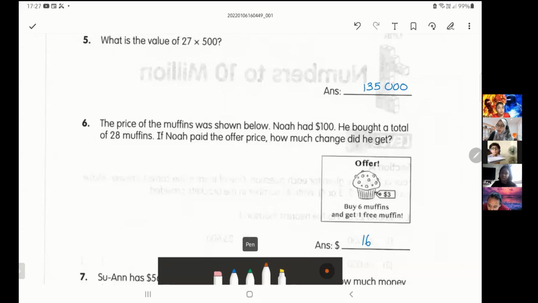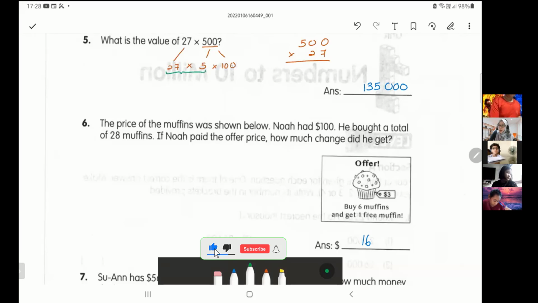What is the value of 27 times 500? Okay, big numbers, right? Either you do 500 times 27, which is very lengthy, or you do a shortcut. I break up this 500 into 5 and 100. So 27 times 5 first, and then once you get your answer, you times it by 100.